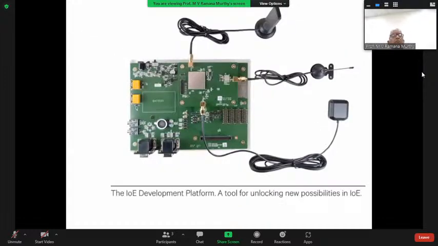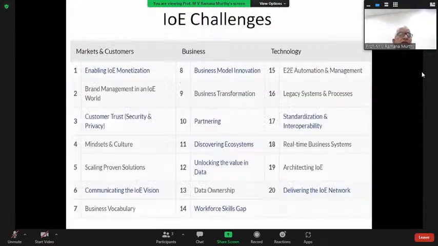Now, basically, what is the IoE development platform? It is a tool for unlocking new possibilities in the Internet of Everything. So this is basically a development platform, a tool for unlocking new possibilities in the Internet of Everything. So let us see this now.